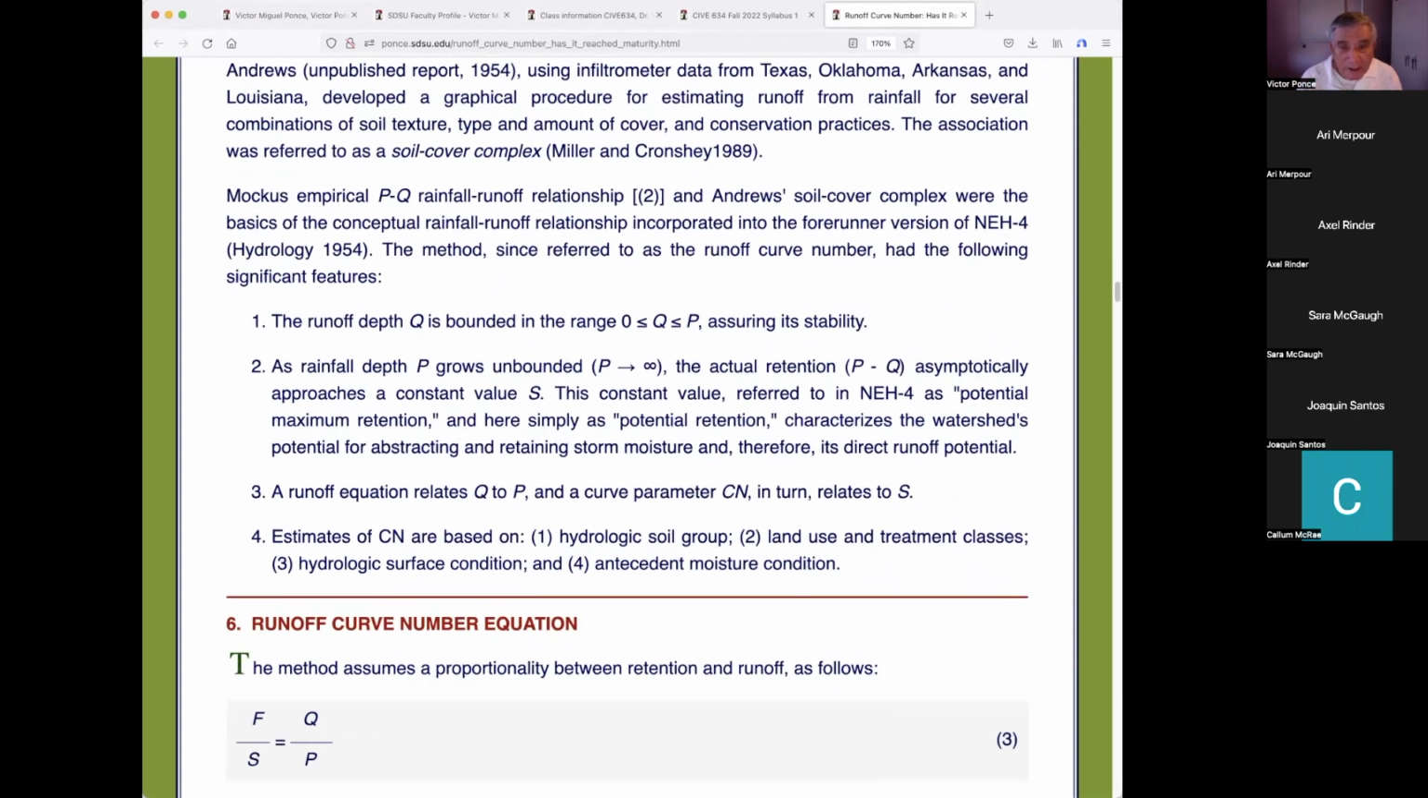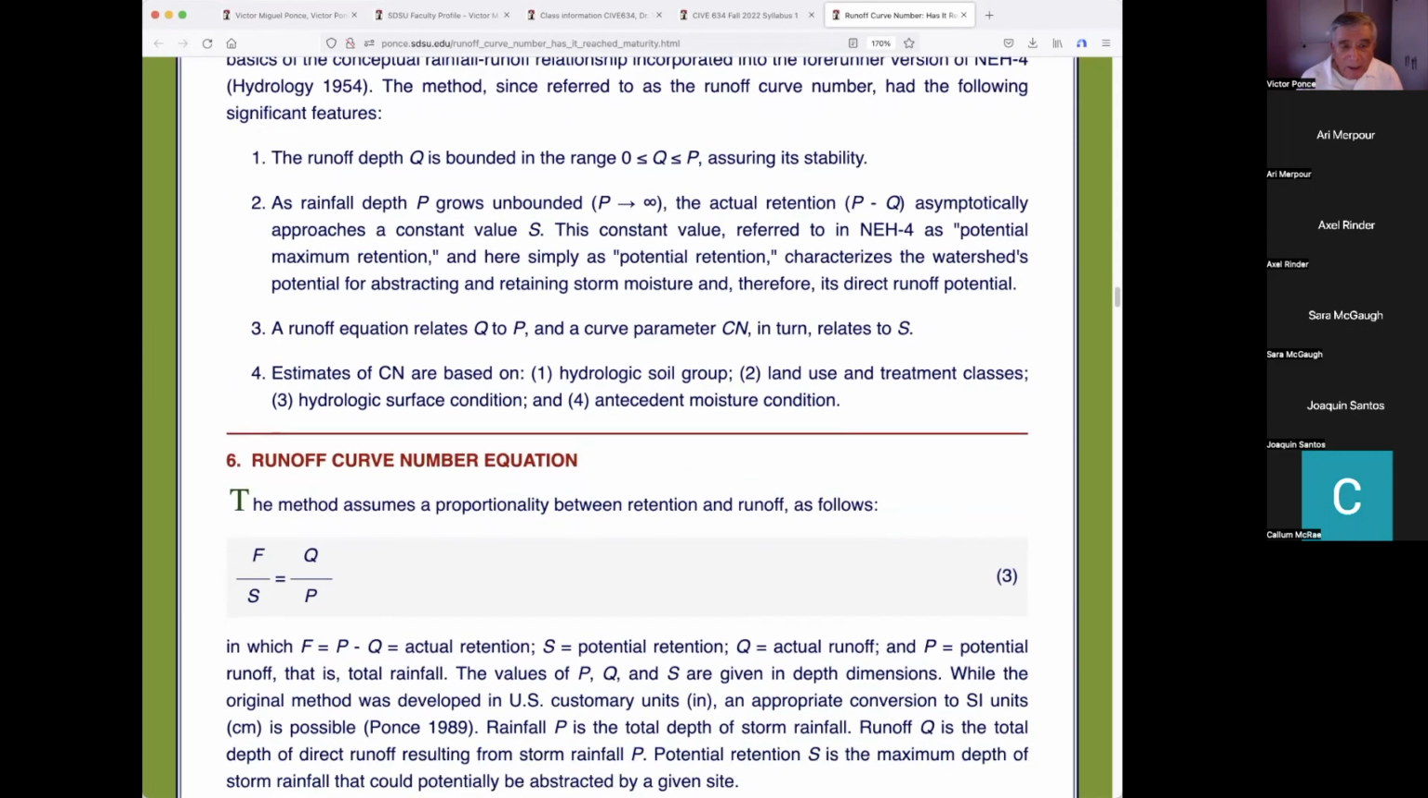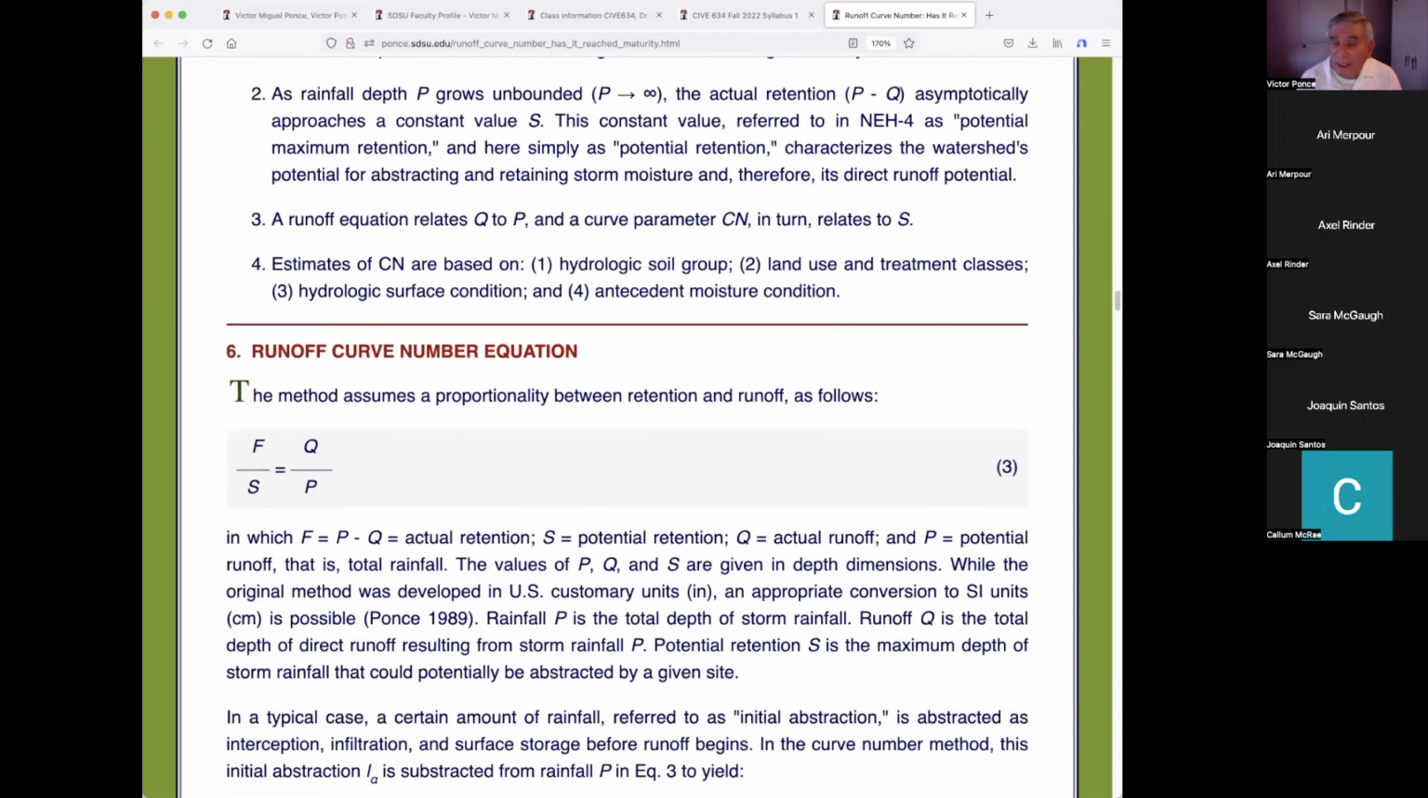And these are the characteristics of the runoff, of the Marcus equation. It's a PQ, rainfall-runoff relation. The runoff depth is bounded, and I'll show you the graph. Rainfall depth grows unbounded. The actual retention asymptotically approaches a constant value S, S meaning storage. That is the potential maximum retention. And I call it just potential retention because potential maximum appears to be a little bit redundant. He developed the runoff equation and a curve parameter, which is related to S.